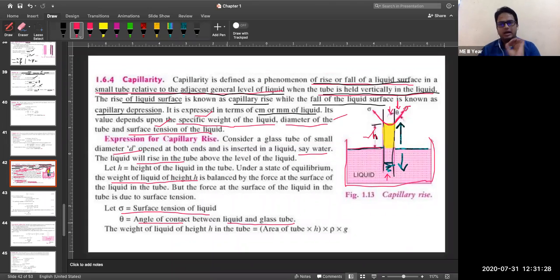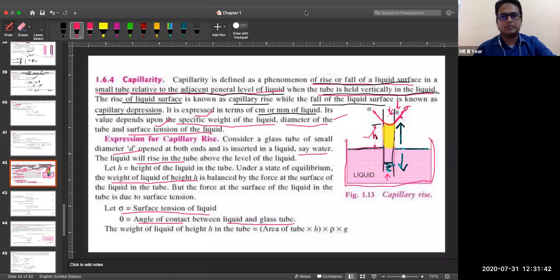Now, if I ask you one question, what will be the weight of the liquid in this yellow colored region, that volume? What will be the weight of that liquid present over there? Type in the chat box. Let's see how many of you know the answer.